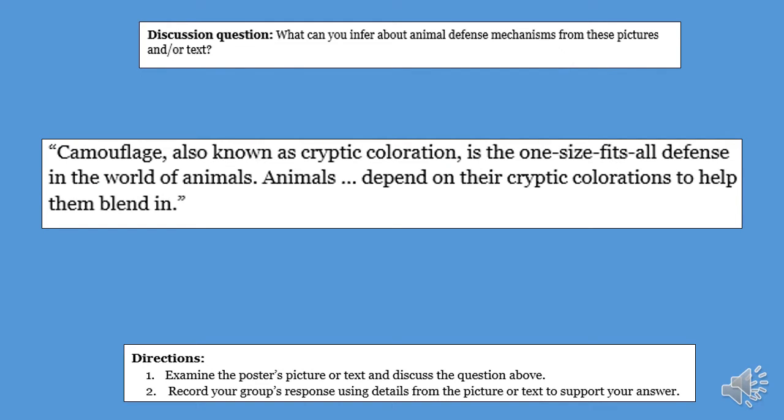Here is another quote from your animal behaviors book. Camouflage, also known as cryptic coloration, is the one-size-fits-all defense in the world of animals. Animals depend on their cryptic colorations, or camouflage, to help them blend in. Think about how would blending in help an animal survive.